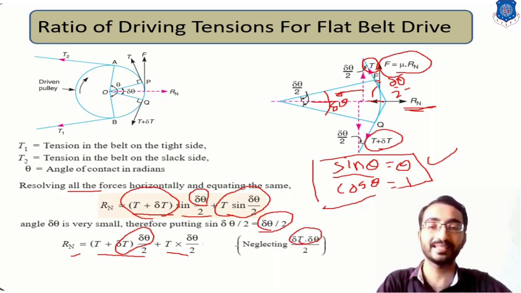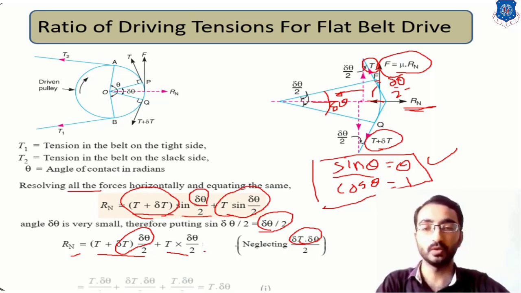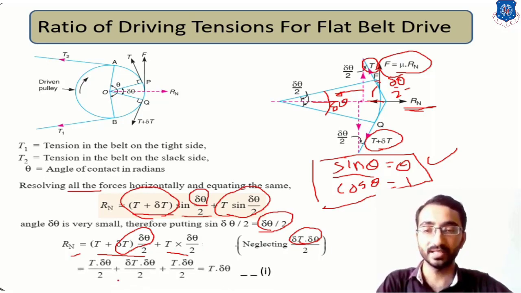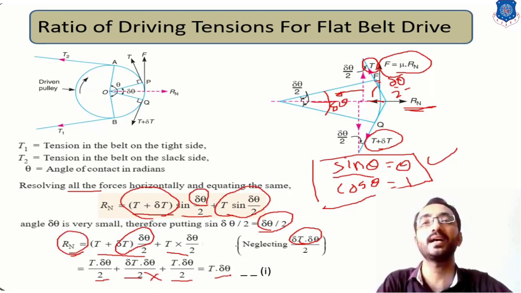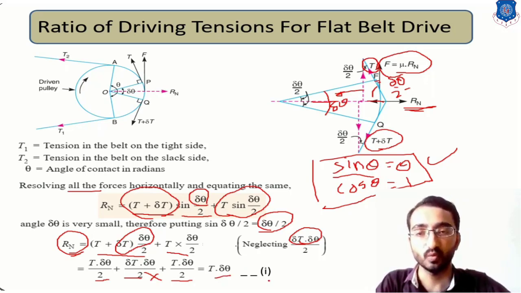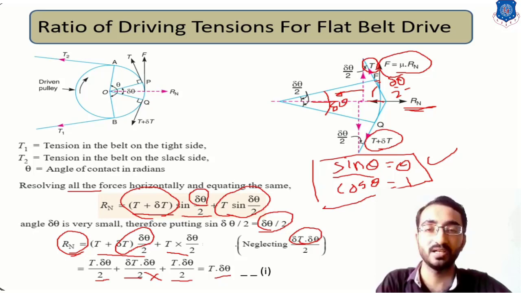Okay, so if we neglect that term, now your equation will become T into delta theta by 2 plus T into delta theta by 2. By adding these two terms, and neglecting the other term, we can say the total horizontal equation is Rn equal to T into delta theta. That is your equation number 1, achieved by resolving forces in the horizontal direction.